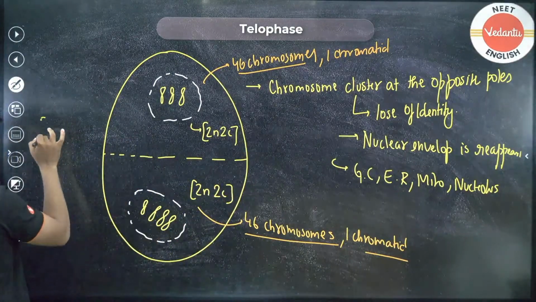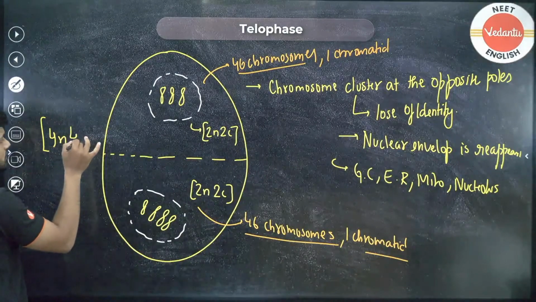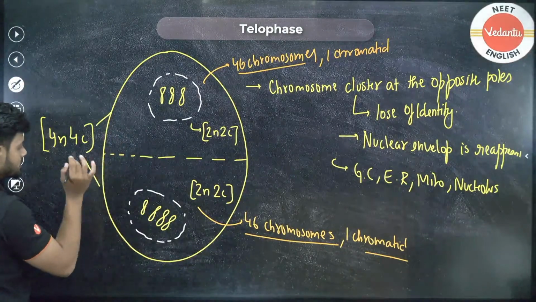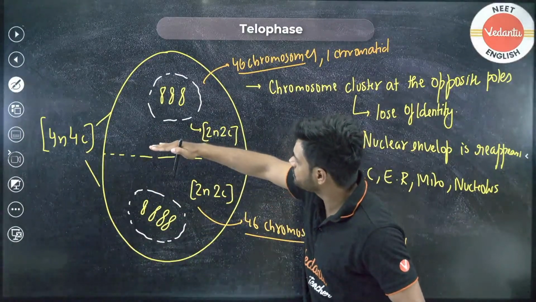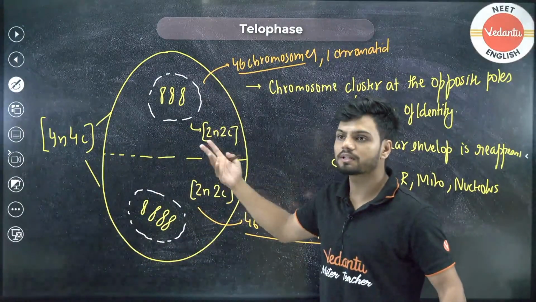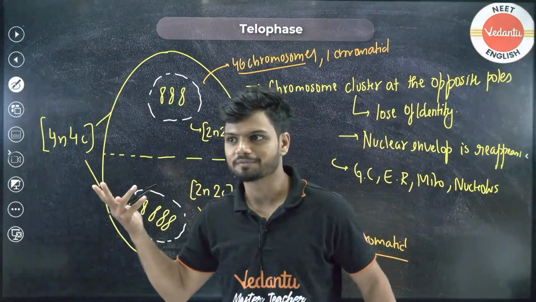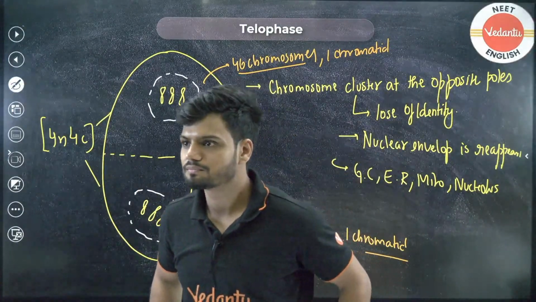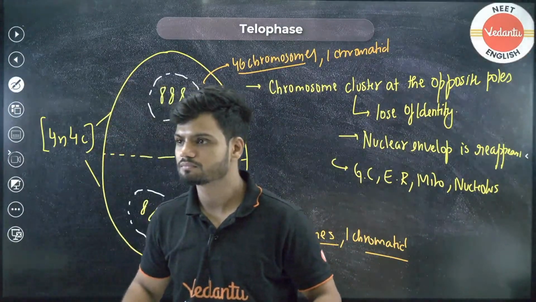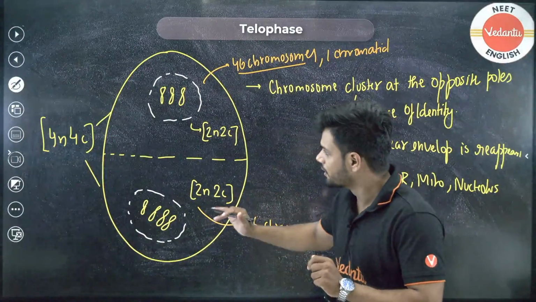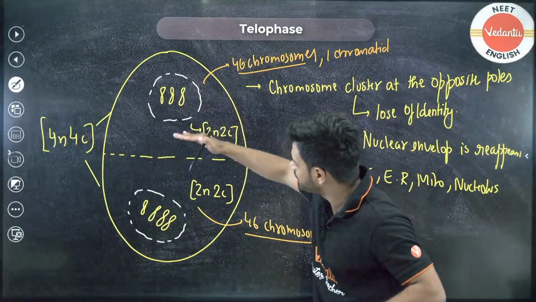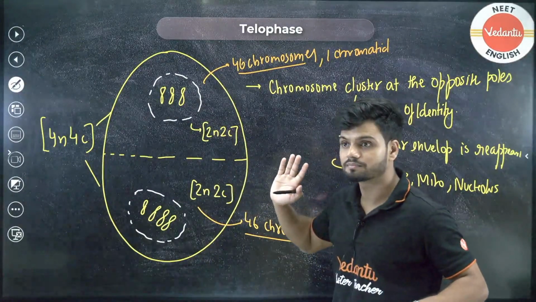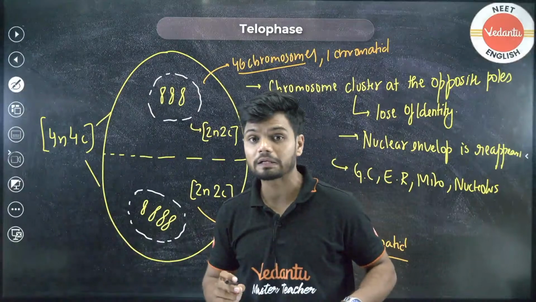Technically, your anaphase which was 4N 4C is being divided into two parts. 2N 2C is going this side, 2N 2C is going this side. Right. Are you understanding? That is per nuclei.